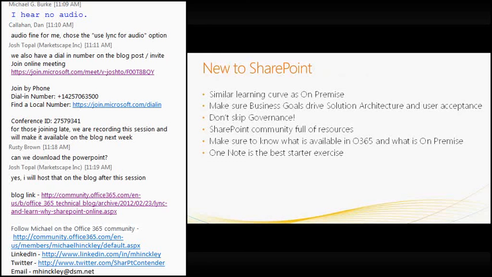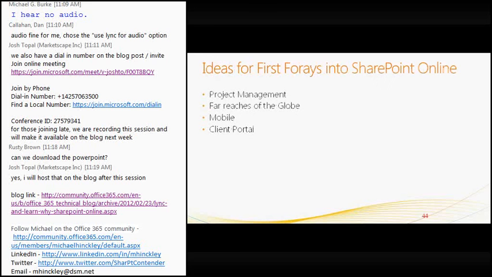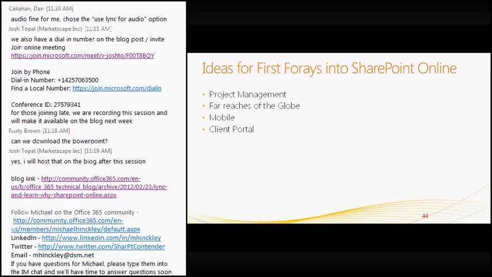And then a great start off is OneNote online. People really do find that a great instance to get going for collaboration. Again, some of the great first forays you want to go into is project management. If you want to reach people from around the globe, I'm finding more and more mobile coming up in Office 365 discussions, especially with the Office web apps, very, very powerful. And then any type of extranet that you want to try and get.